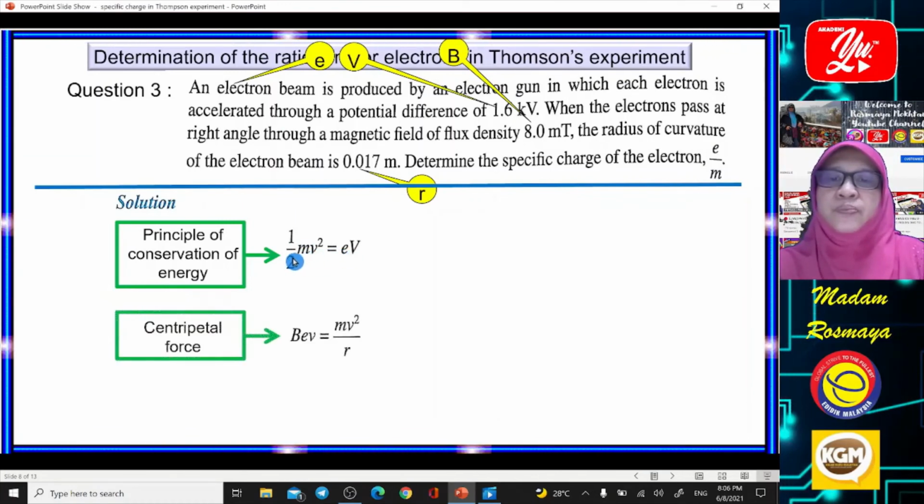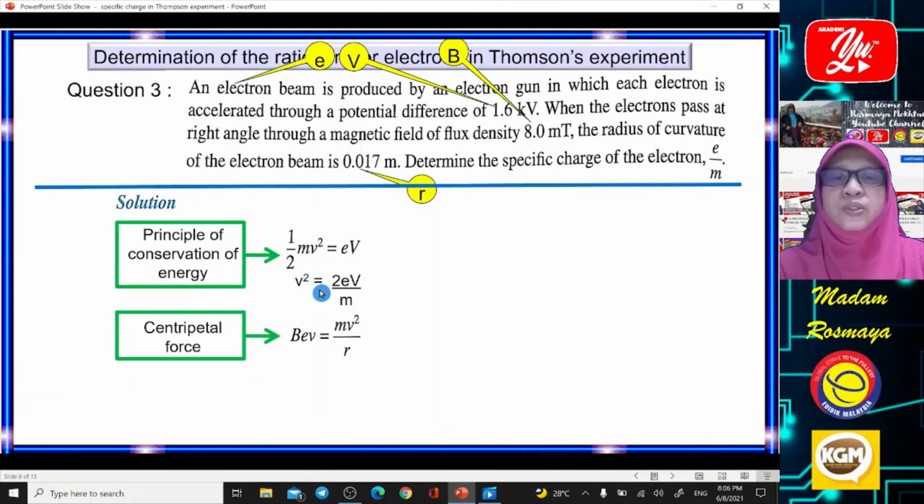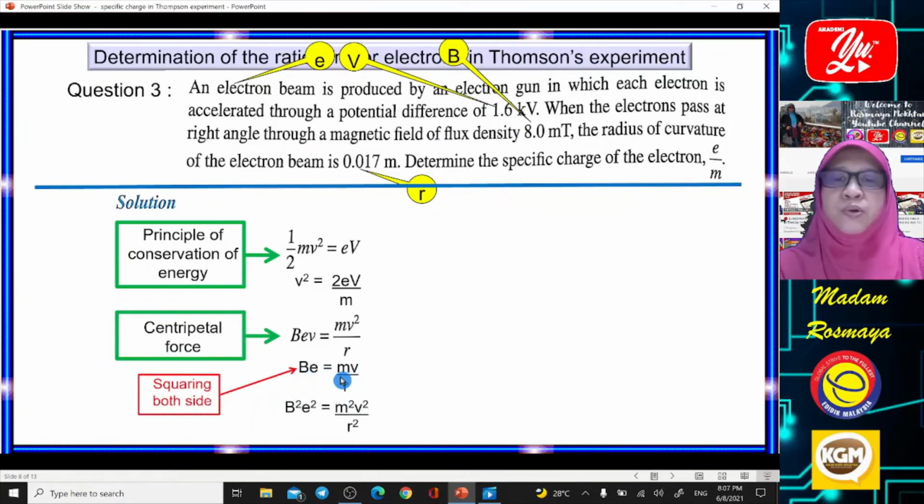We are also going to use the radius, because the keyword here is radius, that means centripetal force is involved here. So we can use BeV equals to mv squared per r, where the magnetic force provides the centripetal force. So we arrange the equation here. V squared equals to 2eV per m, and here Be equals to mv per r. Now we square both sides because we are going to substitute V squared into here. So we get B squared e squared equals to m squared v squared per r squared.